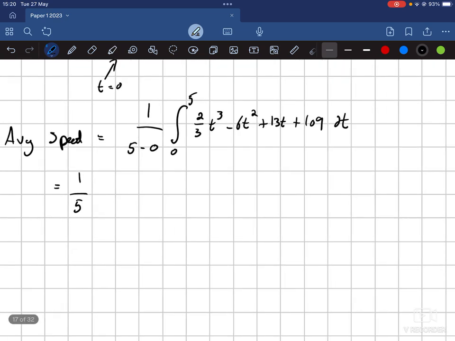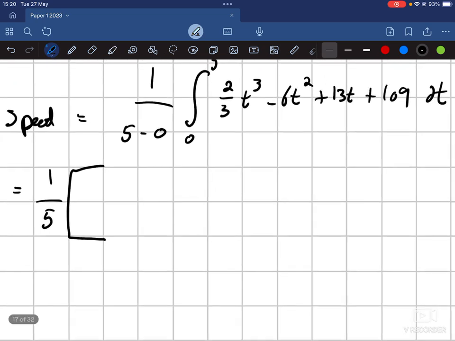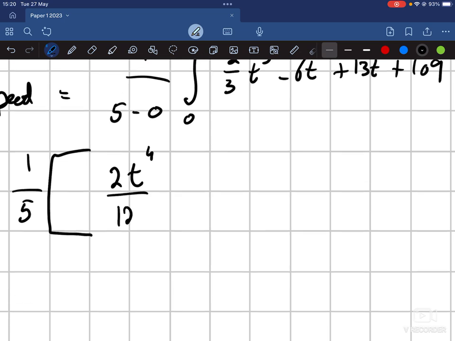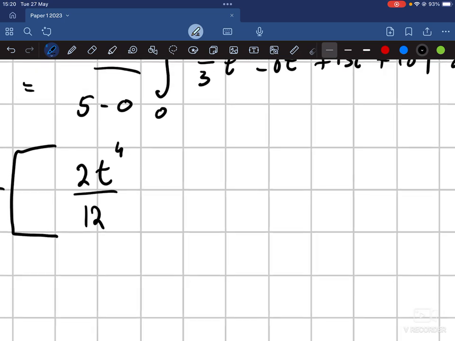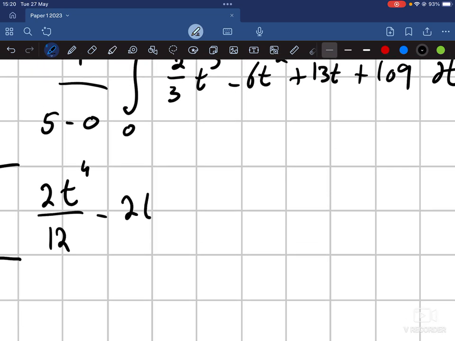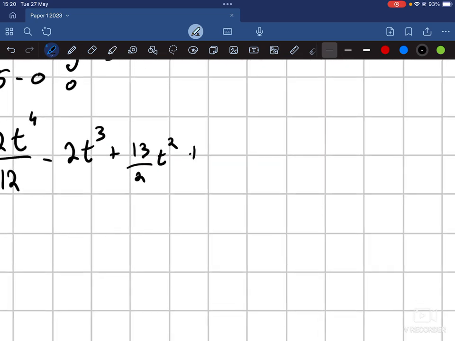Now I'm going to integrate the whole thing here. So what I do is I kind of put a big bracket like this. Now for the integral of the first one, I think you might have had a bit of problem doing this last week, but all we do is it's going to be, again, add 1 to the power, so t to the 4, and then that becomes over 4. But we can say that's the same as 2t over 12. 3 by 4 is 12. Now for the next one, it's going to be minus, divided by 3, minus 2t cubed plus 13 over 2 t squared plus 109t.